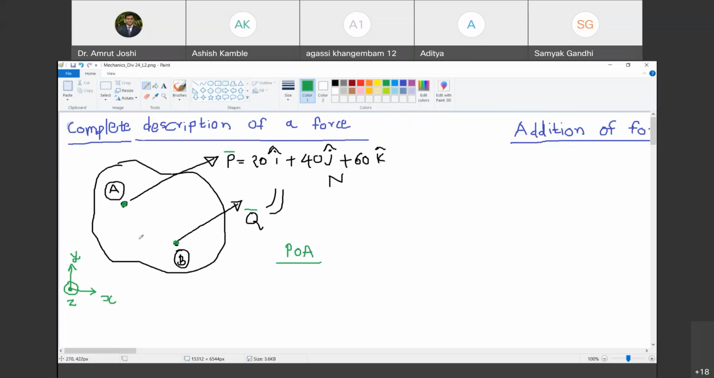Yes, sir. Okay. Now I am going to consider another force like this. And I am going to call this force R bar. Are you with me? Yes, sir. Okay. So now to describe this R bar, it is going to have the same description as 20 I cap plus 40 J cap plus 60 K cap. Happy? Yes, sir.